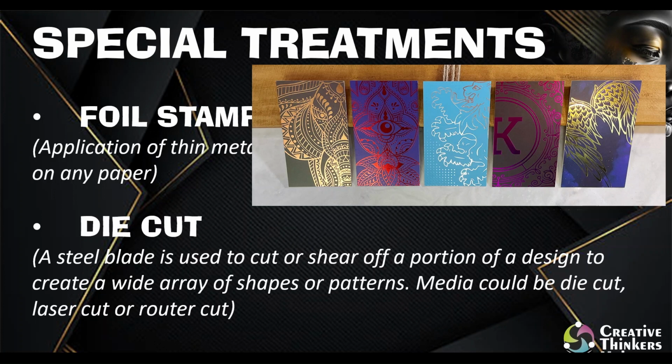Die cut. This is when a steel blade is used to shear a portion of the design to create a wide array of shapes and patterns. So extending this further, media could be die cut, that is smaller media. Smaller things like visiting cards, brochures and things like that are die cut. Things that are laser cut are more heavy in GSM. And rotor cut are something that are very, very big media.